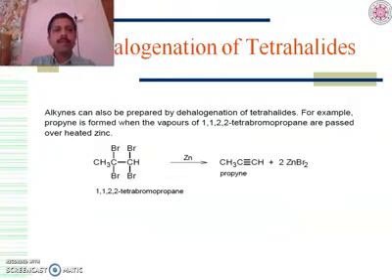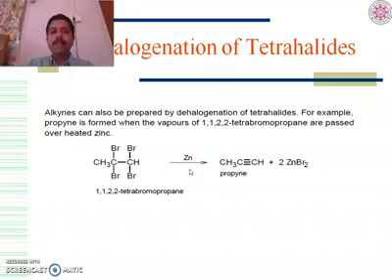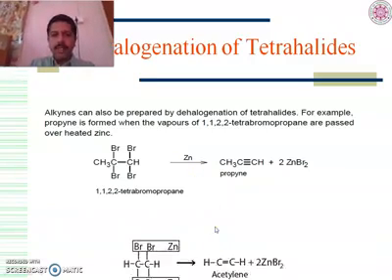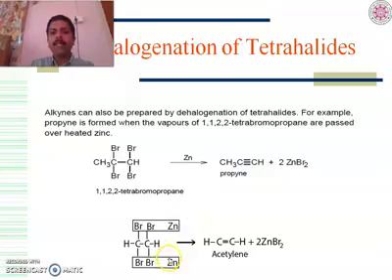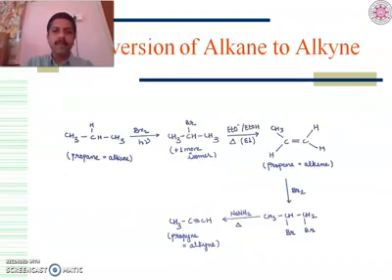Next, another method of preparation of alkynes is dehalogenation of tetrahalides. Tetrahalides contain 4 bromine atoms on the adjacent 1, 2 carbon atoms. If we treat with zinc, then zinc bromide, a very stable inorganic molecule, forms. Two zinc bromide molecules will be eliminated like this, and ultimately unsaturation will be created and a triple bond will be generated. So we will be getting the alkynes.